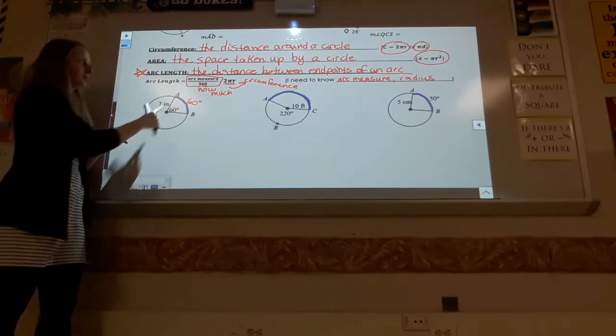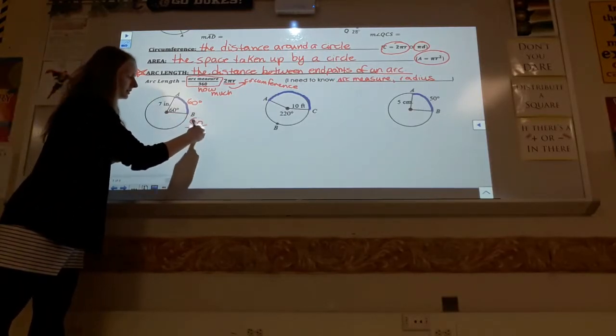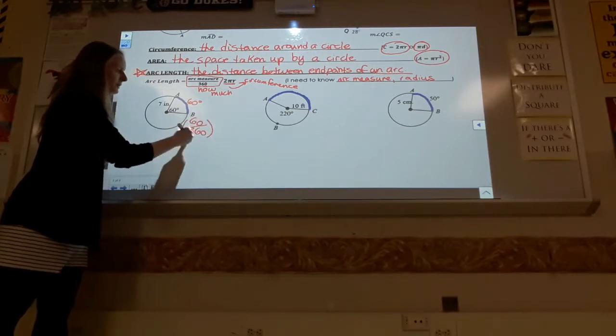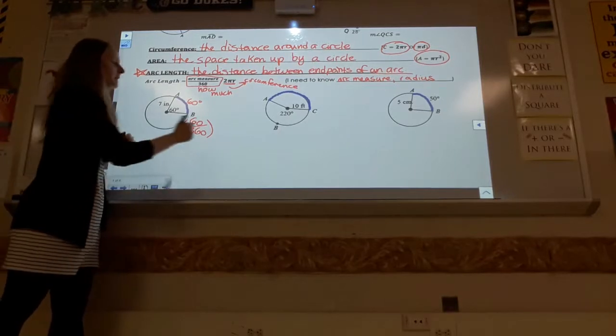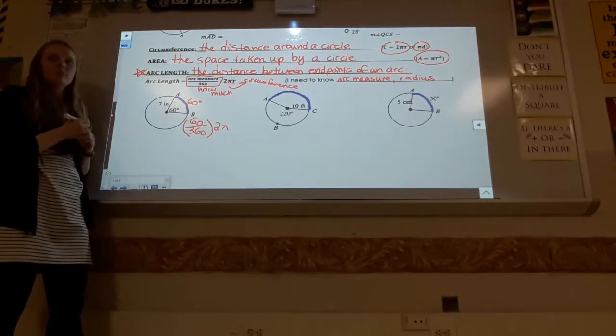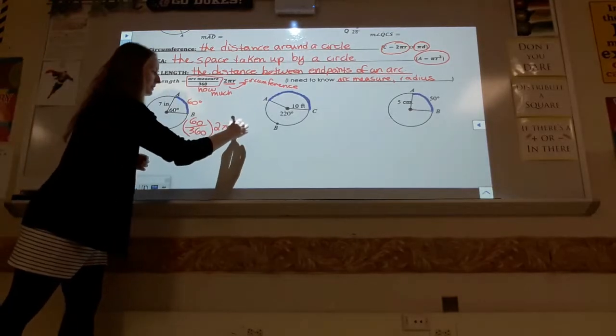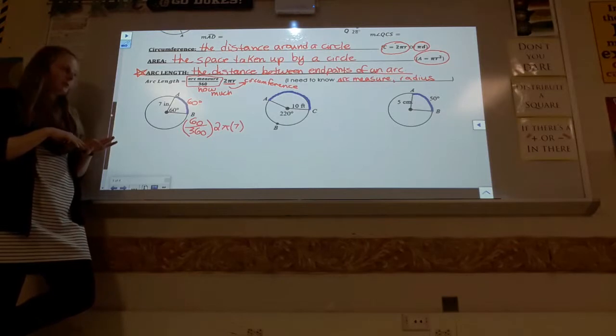So now we're just going to plug it in the formula. If the arc measure is 60, I'm going to do 60 divided by 360. I'm going to put that in parentheses just to keep it safe, so I don't mess it up. And I'm going to do 2 times pi times what? 7. Alright. I'm going to neaten this up a little bit just so it's easier to put in the calculator when we use it in a second.